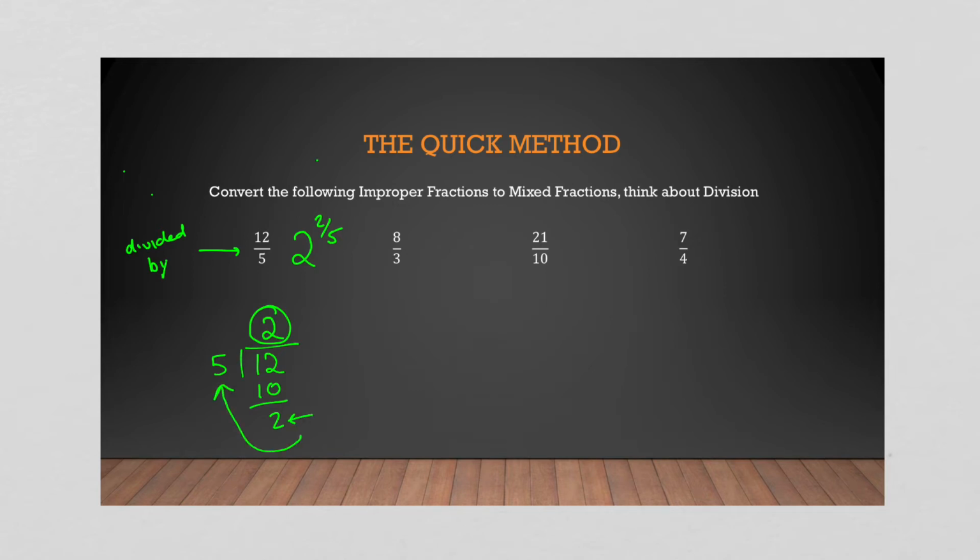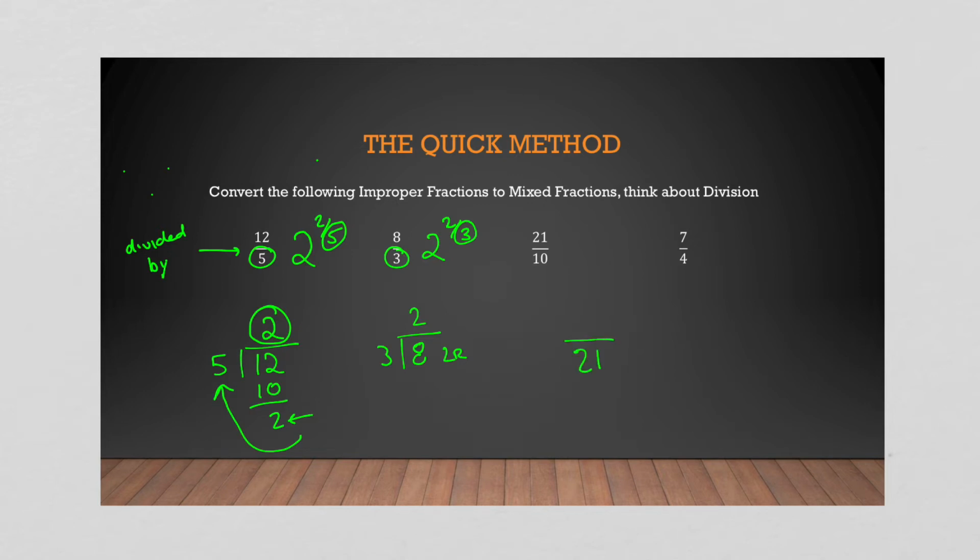So 8 over 3 means 8 divided by 3. Well, 3 goes into 8 twice with 2 remainder again. So now we have 2 and 2/3. The denominator never changes. The denominator is the denominator from the improper fraction because those are the sizes of our pieces.